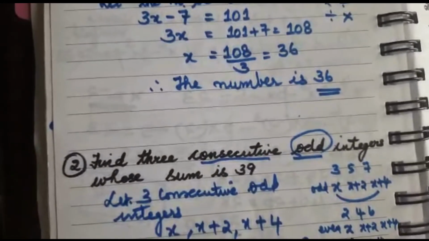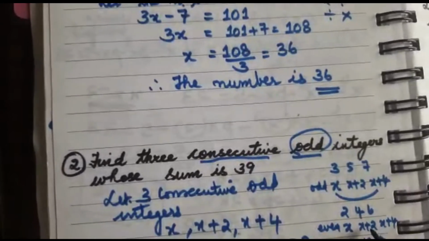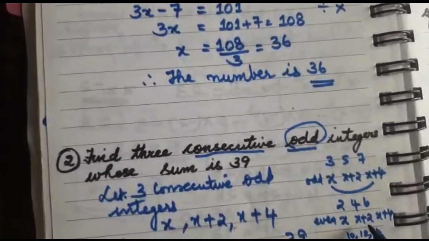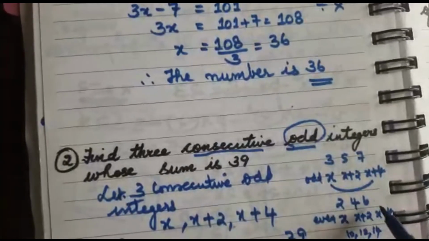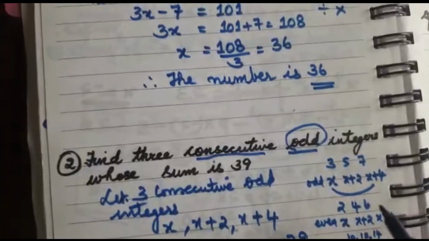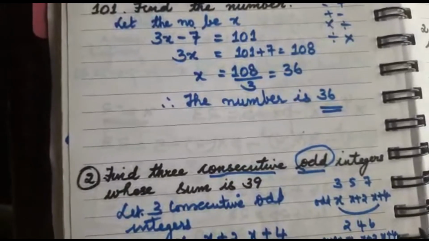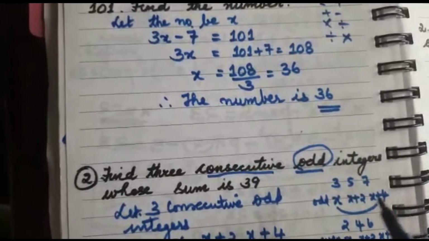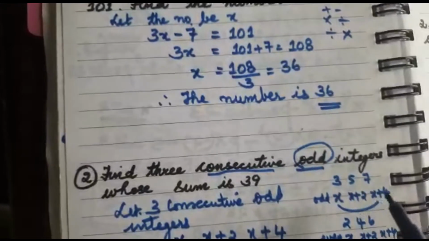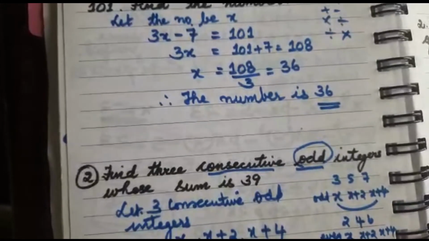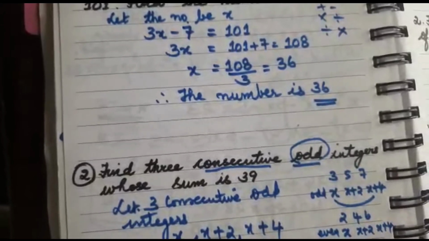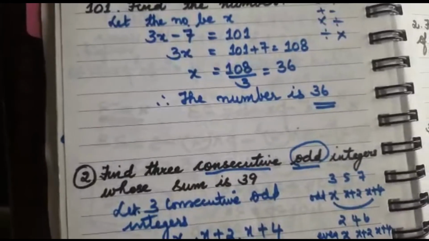So if I take the first one as x, the second one will be what? 2 plus 2 is 4, so x plus 2. Then 2 plus 4 is 6, so x plus 4. Most of the time students get confused or go wrong: if it is odd they put x, x plus 1, x plus 3, and if it is even they put x, x plus 2, x plus 4. There is no need, it is wrong.